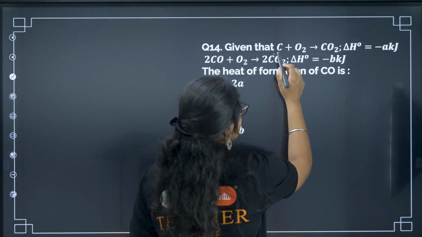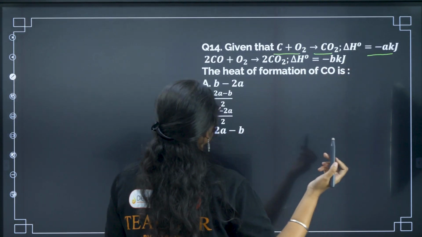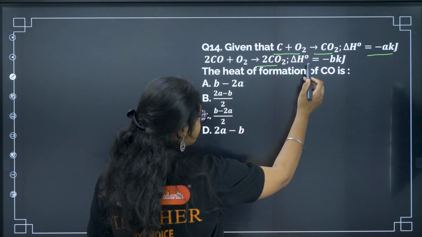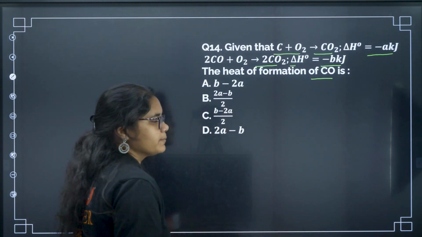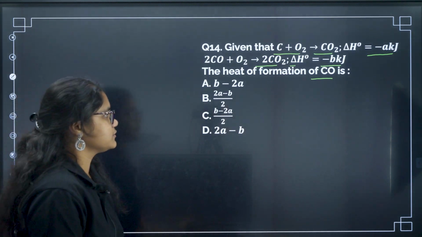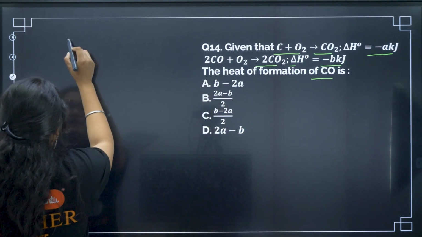Next, given that C plus O2 gives CO2, delta H is minus A kilojoule, and 2CO plus O2 gives 2CO2, delta H is minus B kilojoule per mole, find the heat of formation of CO. So this is again a question from Hess's law. So we have to write the two equations given here.